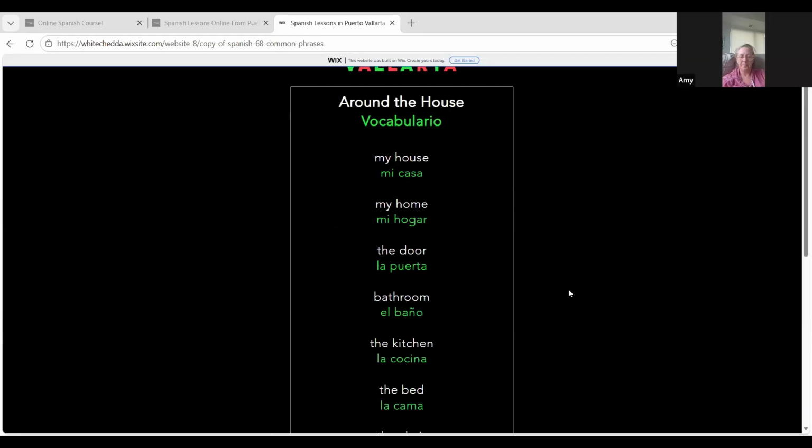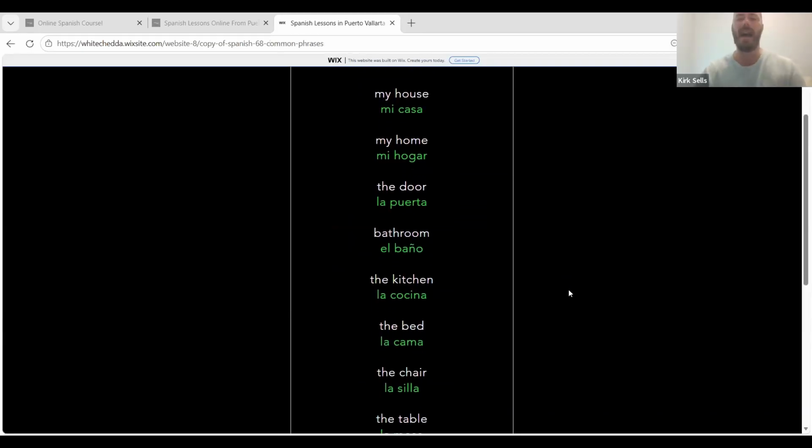Okay, cool. Now we have some more vocab that's around the house. Let's start with the first one. That's mi casa, my house. Mi casa, my house. Mi casa. Good. And we know the old saying what? Mi casa es su casa.